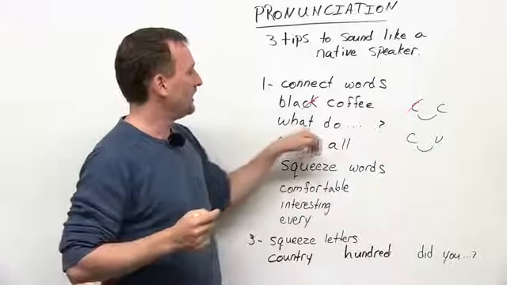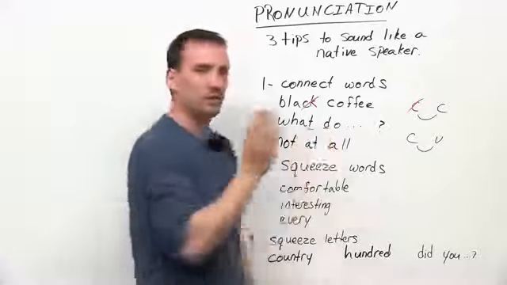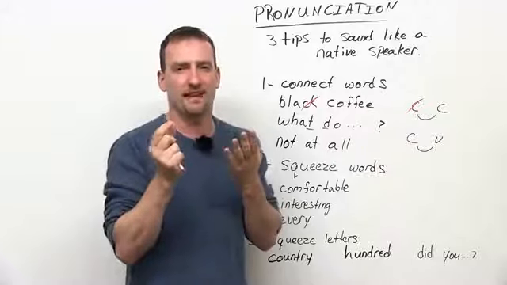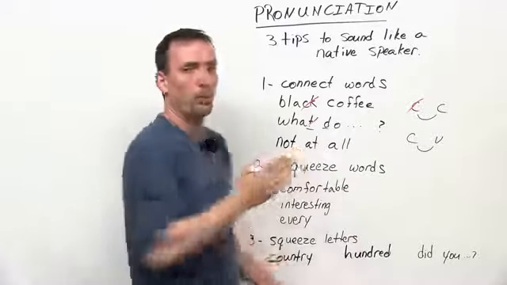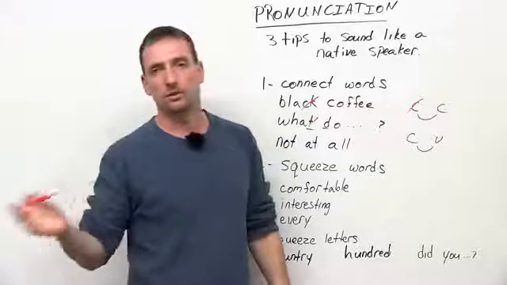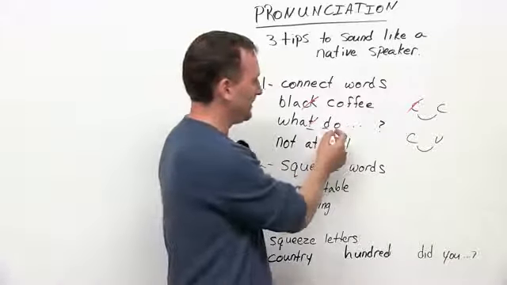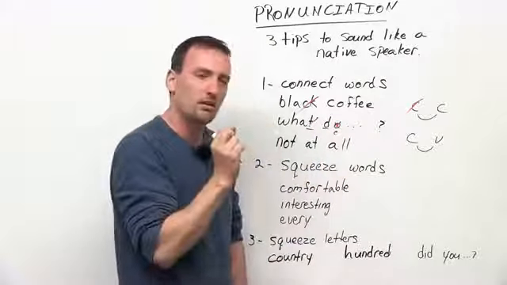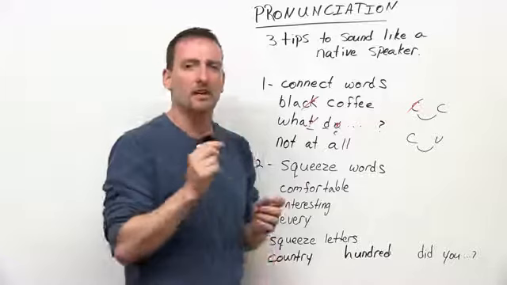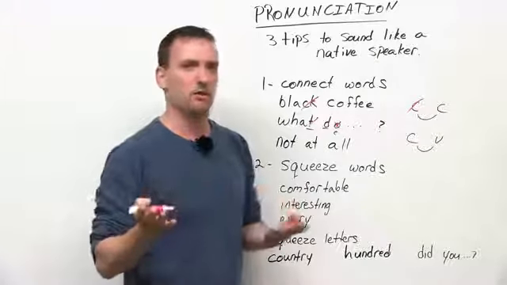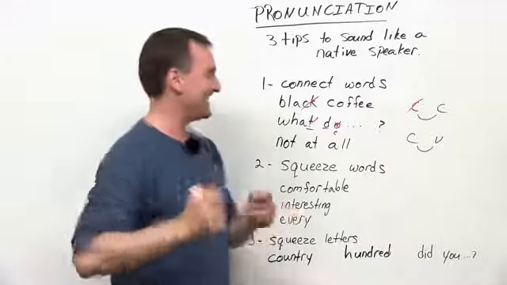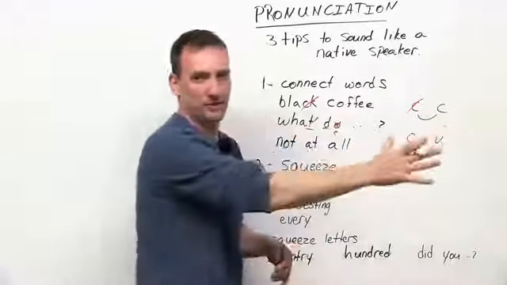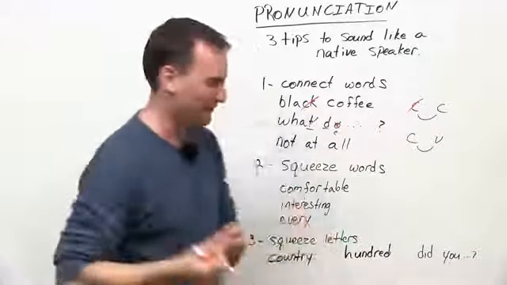Practice that. Now, T and D, these are 2 different consonants. But according to the tongue and the mouth, they almost sound the same. So we do the same thing. What do you do? What do you do? But again, another thing you have to keep in mind is when we say it fast, we also don't really say the full vowel. We say sort of a small uh. What do you do? Practice that. Strange, huh? No T. What do you do? That's how a native speaker would say it naturally.